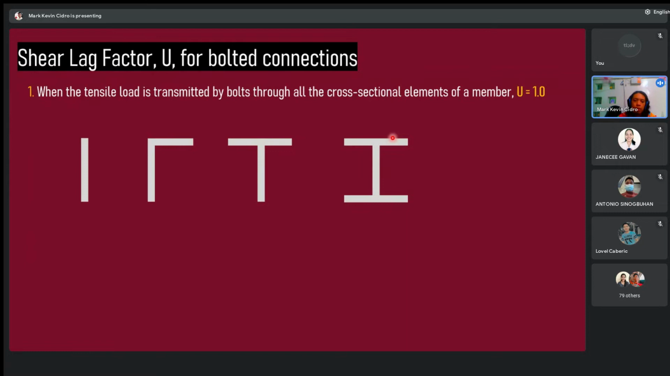Suppose we have these members or elements. We have plates, we have angles, we have T sections, we have wide flange or I sections. These are members. What are the cross-sectional elements? For the plate, there is 1 cross-sectional element. For the angle, there are 2. For the T, there are 2, and for the wide flange or I, there are usually 3.